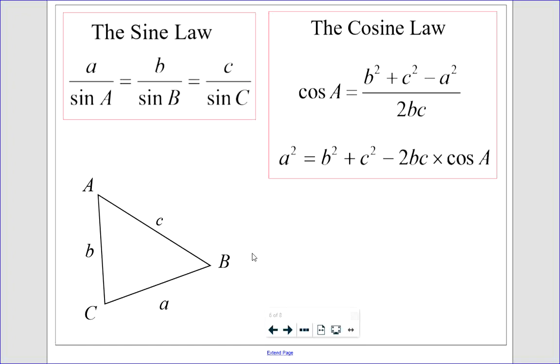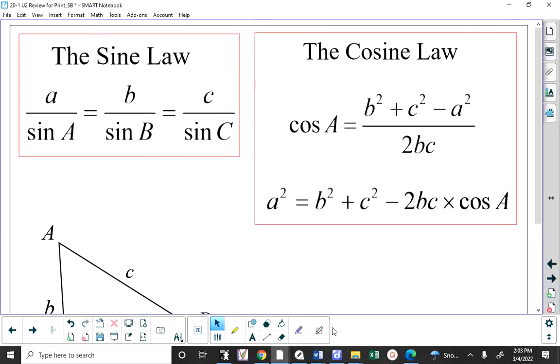The second form of the cosine law, a squared equals b squared plus c squared minus 2bc cos A, is used to find a missing side when you know two sides and the angle between them. And both the sine law and the cosine law are valid for any triangle.